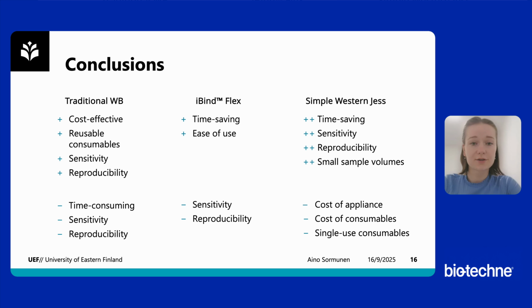As we saw based on the results, traditional Western blot is more sensitive than the iBind, at least with our tested antibodies, but it is still not perfect, which is why I've put sensitivity and reproducibility both in minuses and pluses. If we're talking about sensitivity and reproducibility alone, Jess really is the superior option, since with very small sample volumes and concentrations, the proteins were still detected in a reproducible manner. And this is especially beneficial if you have limited or precious samples like human samples or small animal tissues.